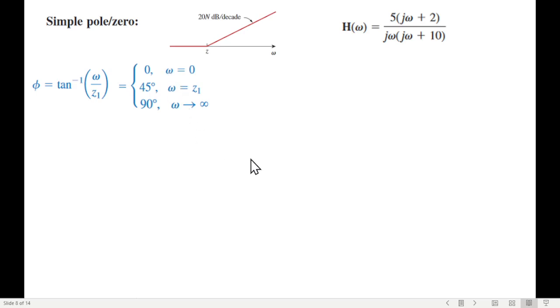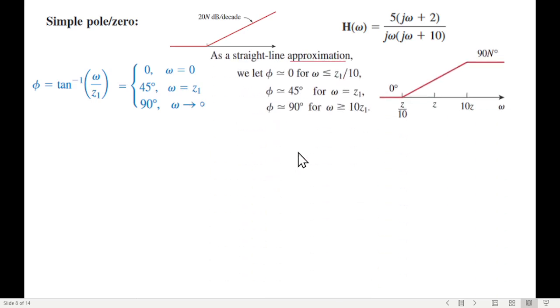Now to plot, we'll take a little bit of an approximation, and that approximation is something like this: the value 0 will be for anything which is less than z1 over 10. This was the corner frequency z1. We go down towards 0 by 10 times. So z1 over 10 is our point before which the value will be 0. So this is 0.